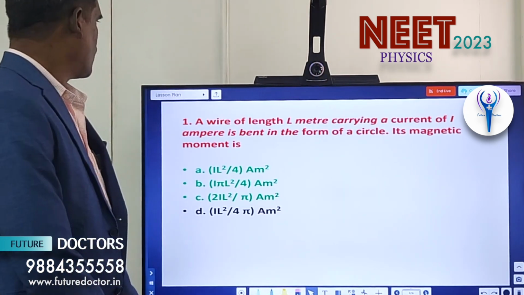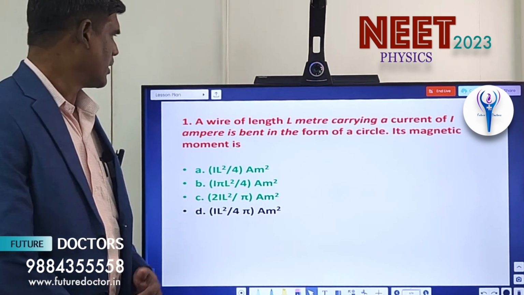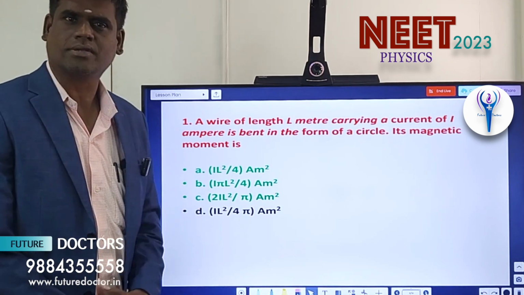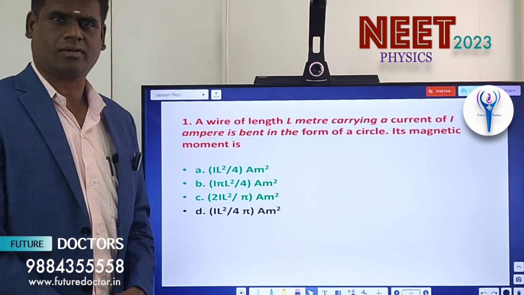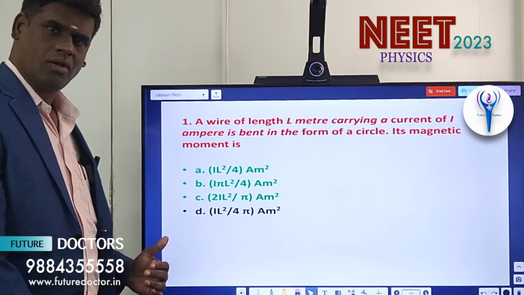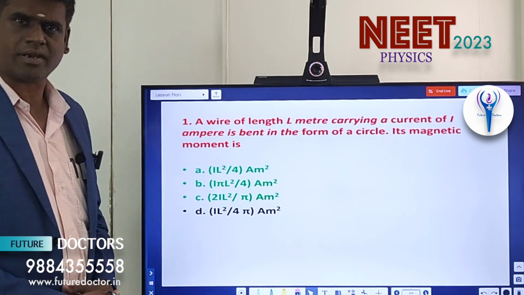First question: a wire of length L meter carrying a current of I ampere is bent in the form of a circle. Its magnetic moment is dash. I think some of you found the answer. Which option is correct? Is it option D? Okay, let's check whether option D is correct or not.